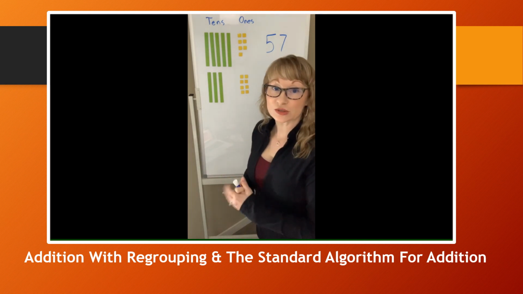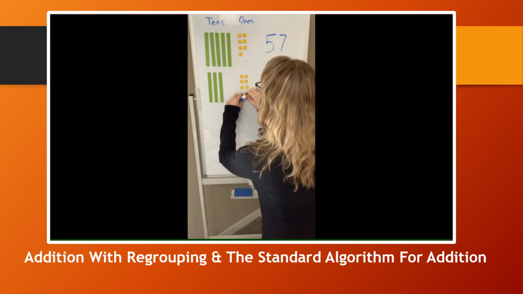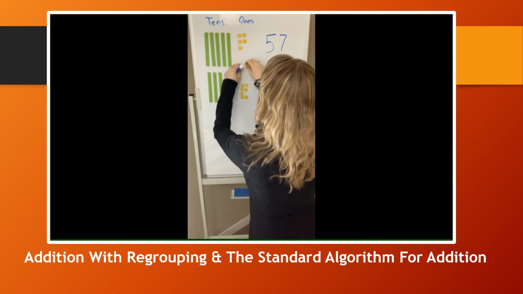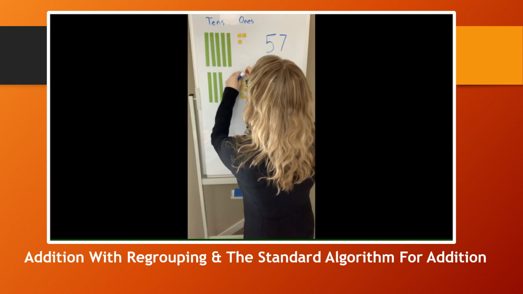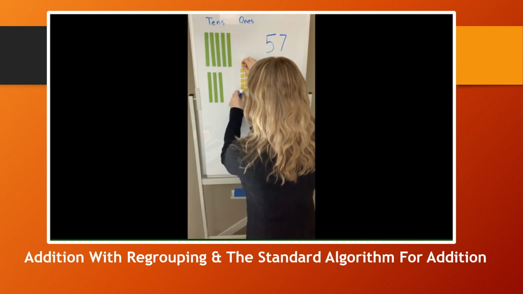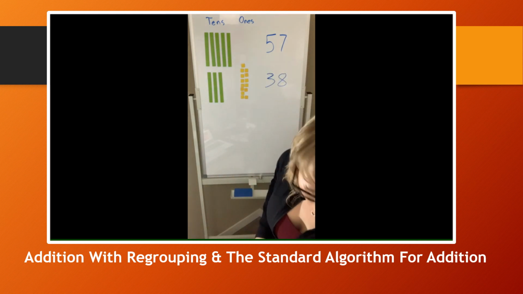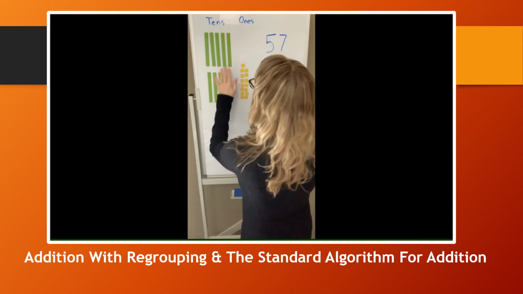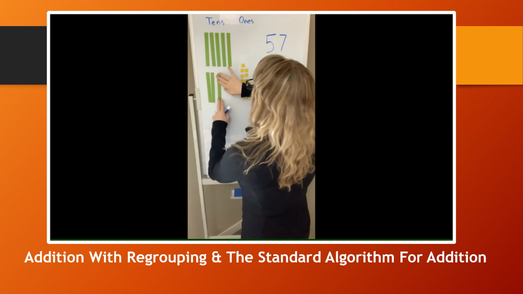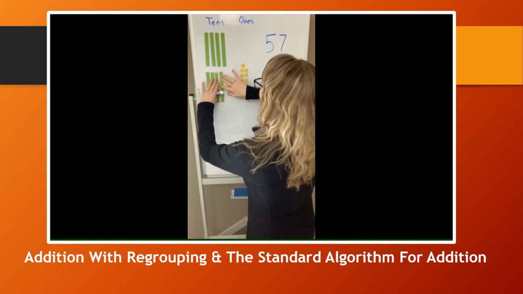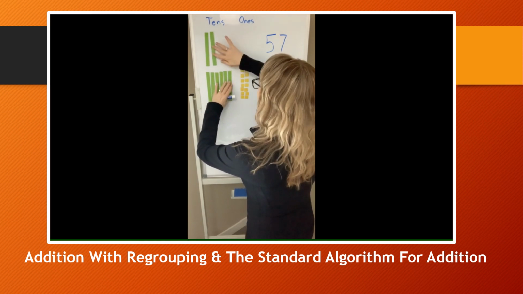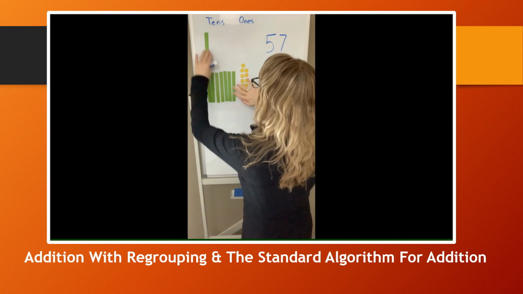Now the first thing we're going to do is put our ones together. So we have 2, 4, 6, 8, 10, 12, 14, one more is 15 ones. And our tens, we'll put them together. We have 3, 4, 5, 6, 7, 8.